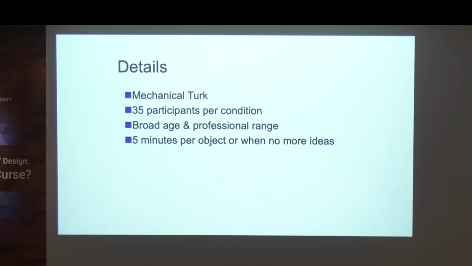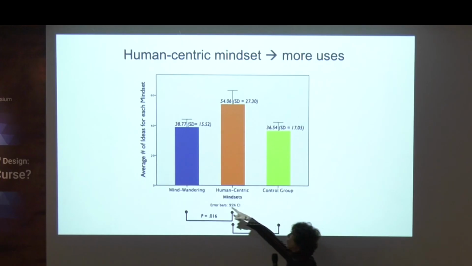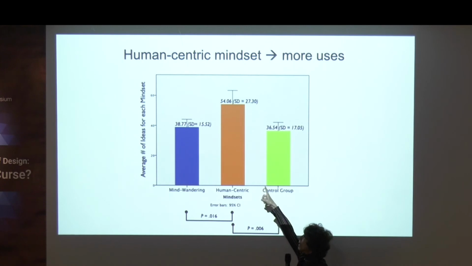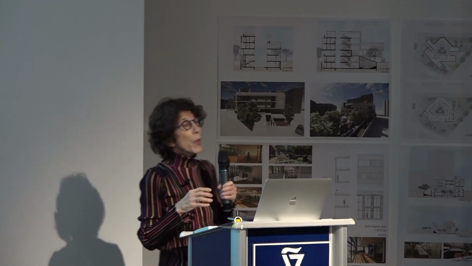We've run it several times, 35 participants in each condition, a huge age range and professional range. This is why we use new uses, because anybody can do it. And look for the orange bars. Those are the human-centric mindset. This is the control group. That's the mind wandering. In every case, the human-centric gives more ideas than the mind wandering. Mind wandering is no different from the control that was given no mindset.